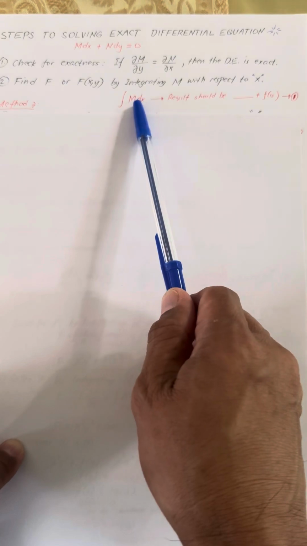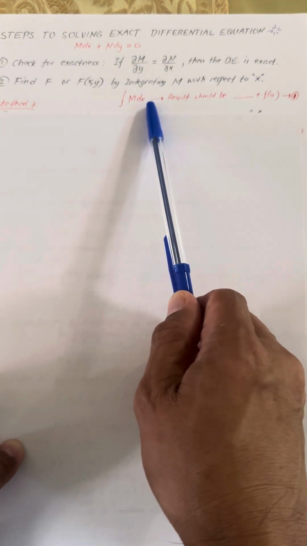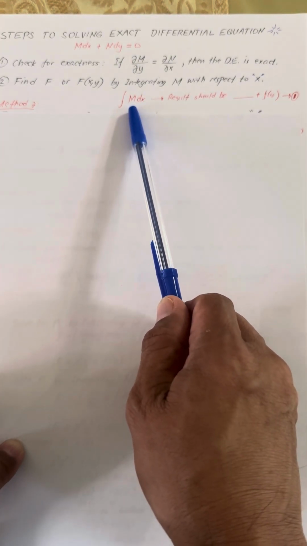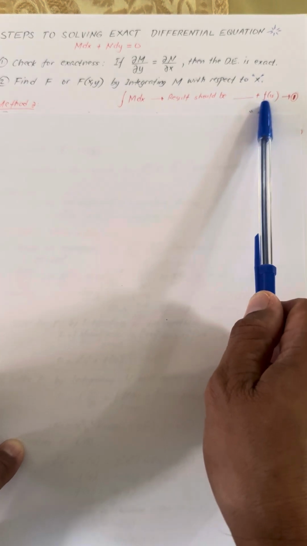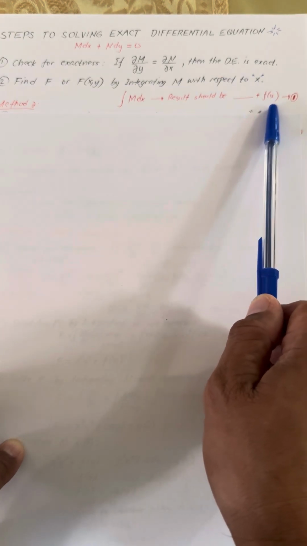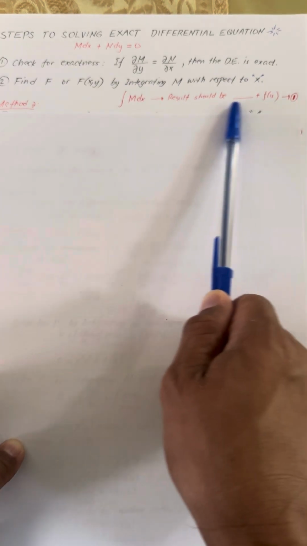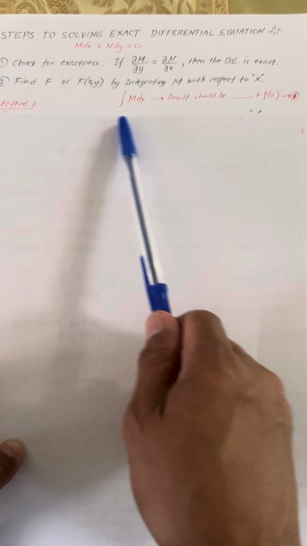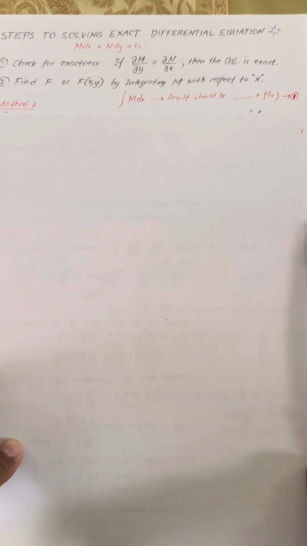So we have here integral of m dx, so we are holding y as constant. So our constant here is in terms of y, f of y. So you call that equation as equation 1. That is the result of step number 2. Okay, so call that equation as equation 1.